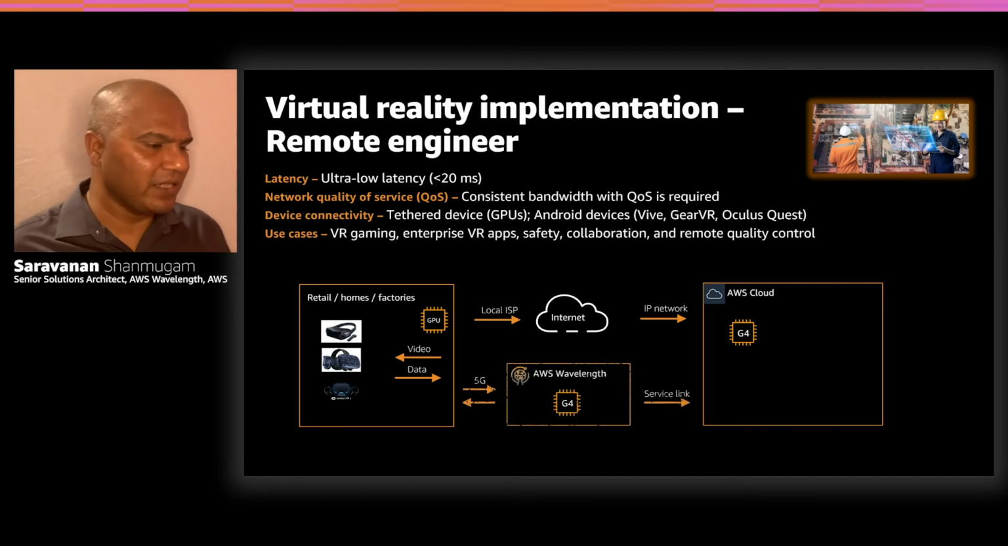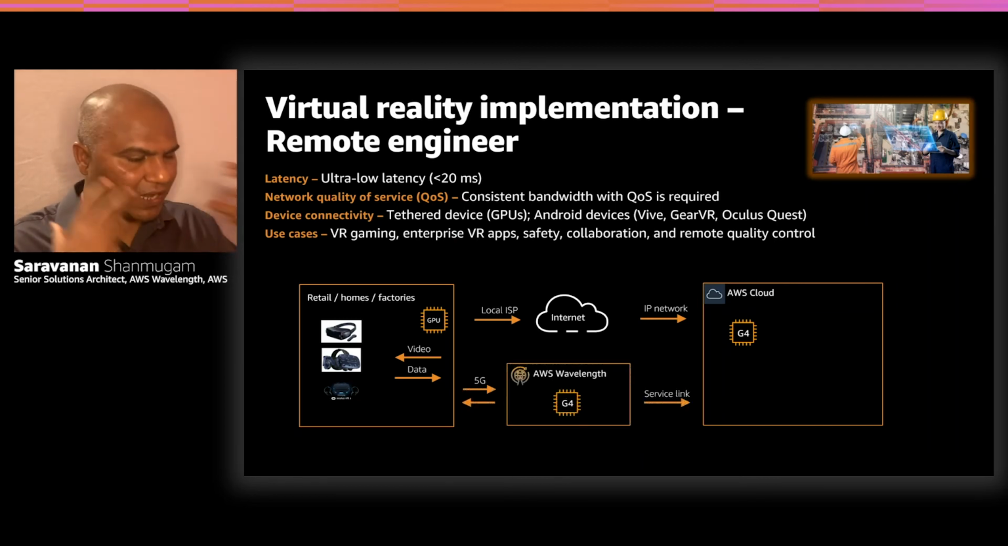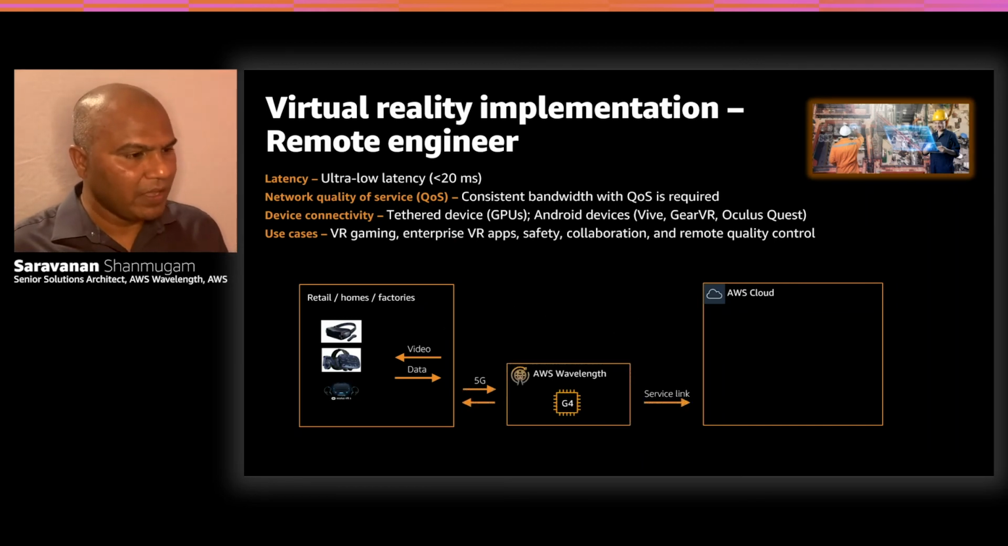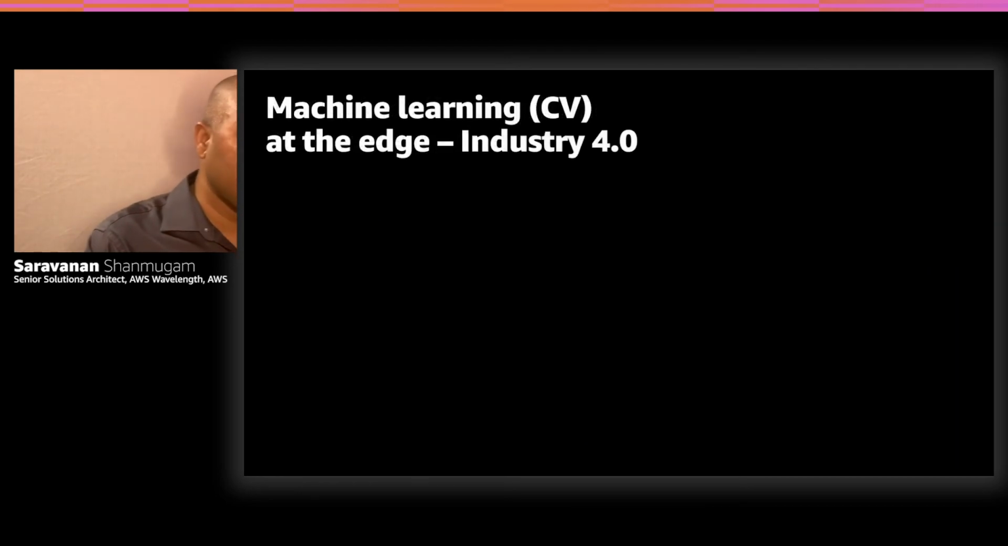They don't have to carry a headset with massive compute in it. They can have a lightweight headset, stream the data using 5G, and do the processing inside the wavelength zone using G4 instances. I can certainly count on VR use cases being massive applications for 5G and wavelength. So moving on, machine learning at the edge, right?